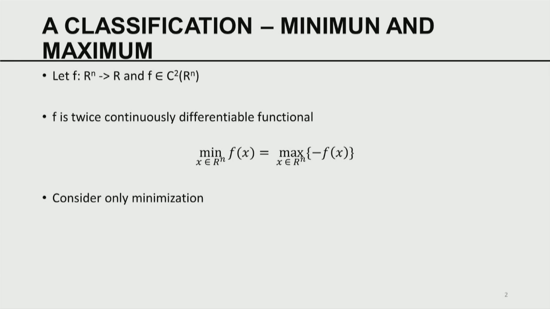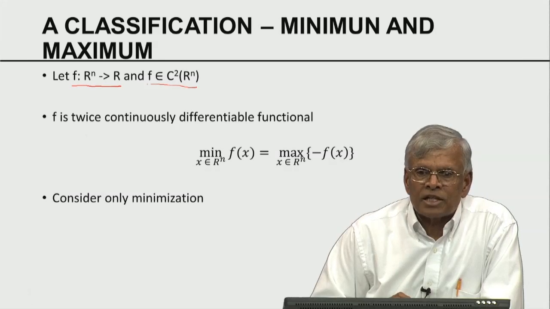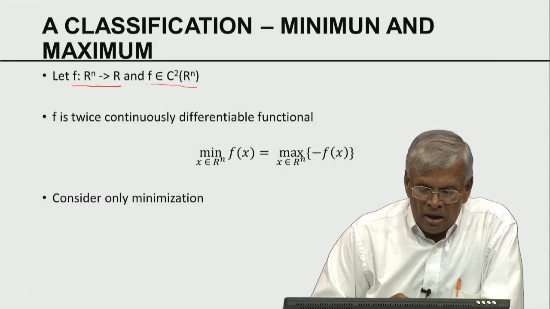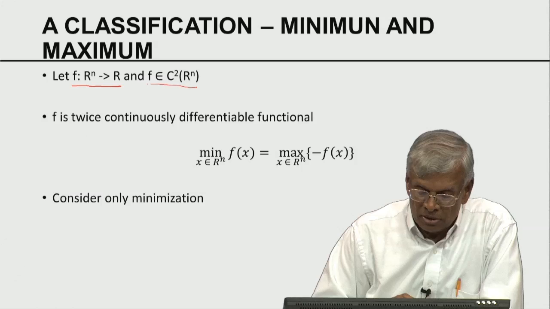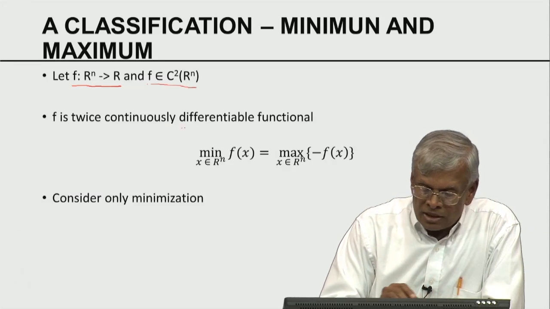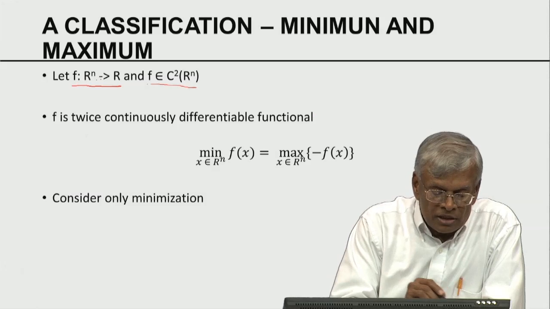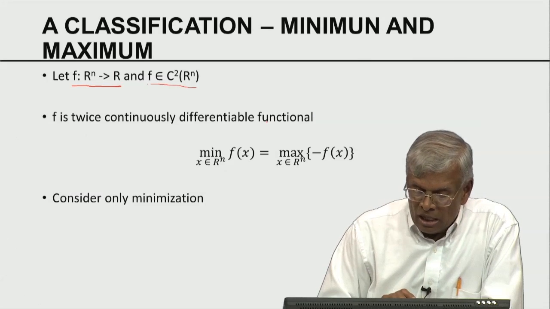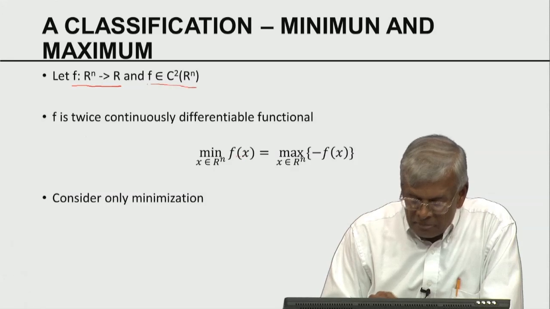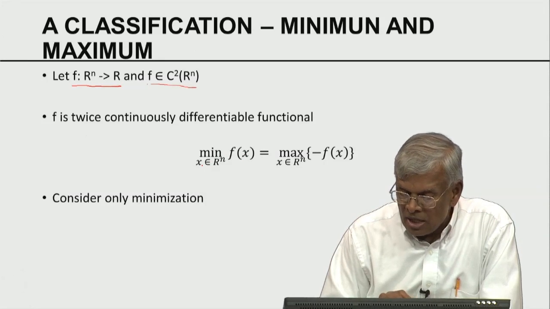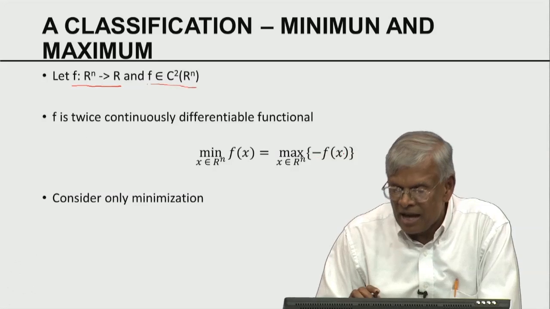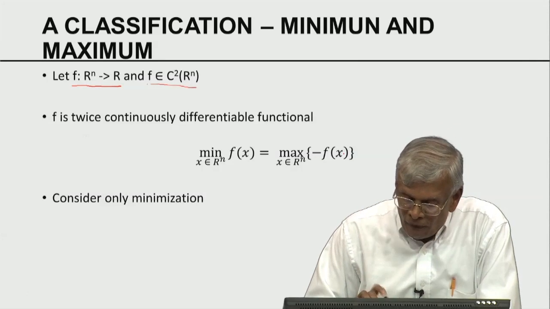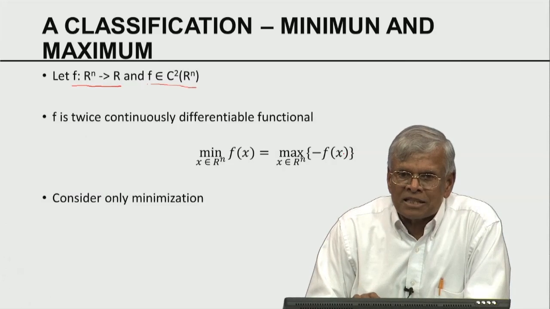So a classification. Let f be a scalar valued function. You can see the notion of a scalar valued function comes into play right away. Let f be C2 of Rn. That means f is a function which is continuously differentiable in Rn, at least twice continuously differentiable. If it is a scalar valued function, it's called a functional. What is the relation? Minimum of f with respect to x is the same as maximum of minus f. Therefore, it is enough I study either maximization or minimization.